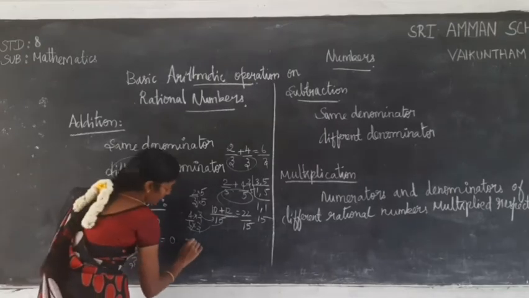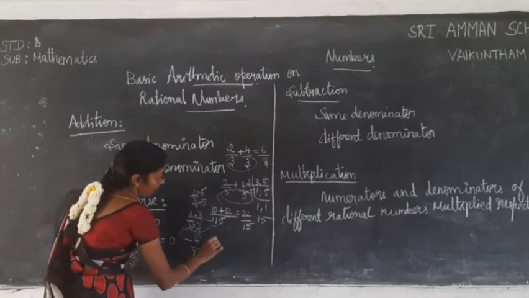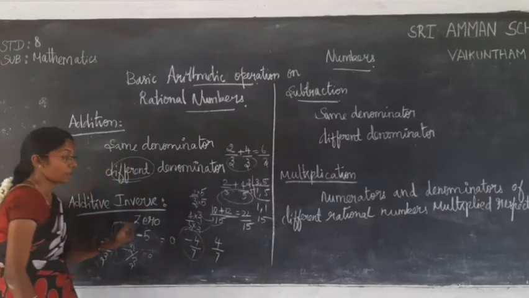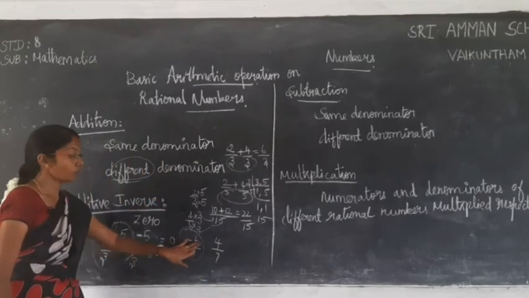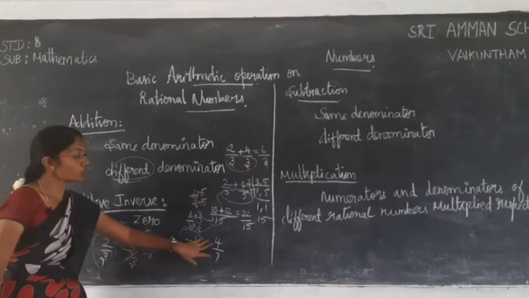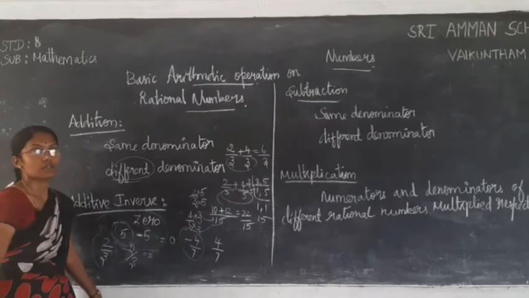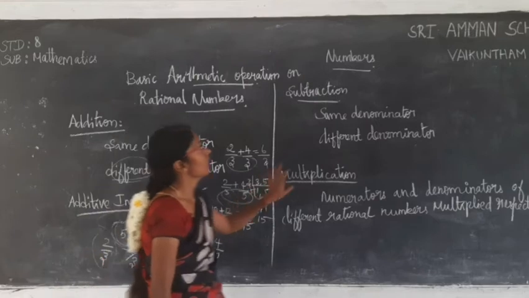For example, minus 4 by 7. What is the additive inverse of minus 4 by 7? Plus 4 by 7. If it is minus, you have to take plus. If it is plus, you have to take minus. If you add those two, you will get 0. That is the additive inverse. Clear? So the next, subtraction.